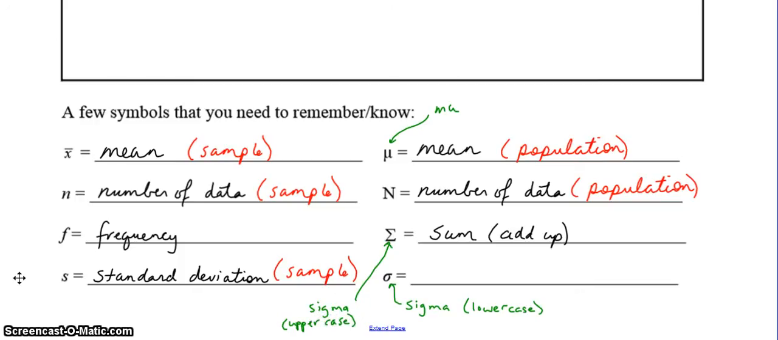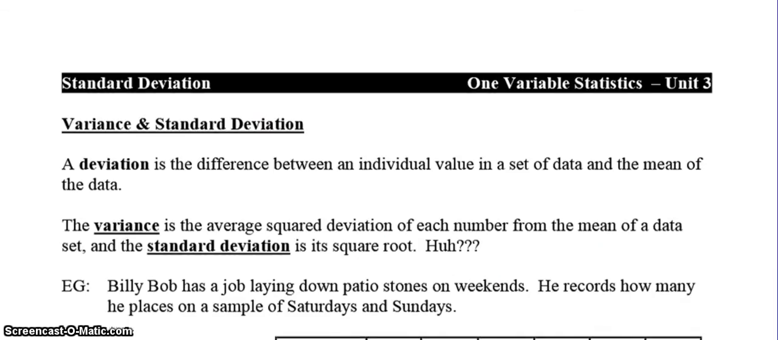So if you were using a sample, you would use S for standard deviation. If you are using a census and getting data from the whole population, you would use sigma to represent your standard deviation. So those are all the symbols that you need to know to be able to follow the formula for standard deviation.